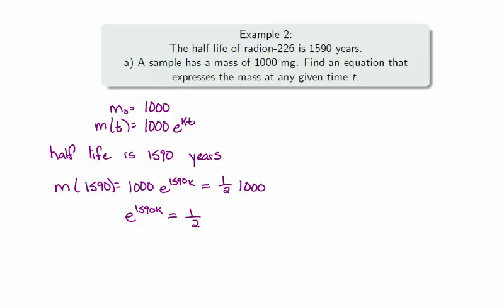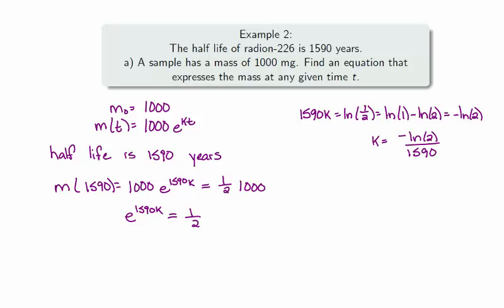And applying the natural logarithm to both sides, we have that 1,590k = ln(1/2), which is ln 1 minus ln 2, which is just negative ln 2. Therefore, k = -ln 2 / 1,590.